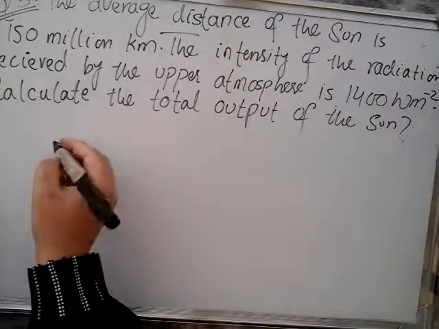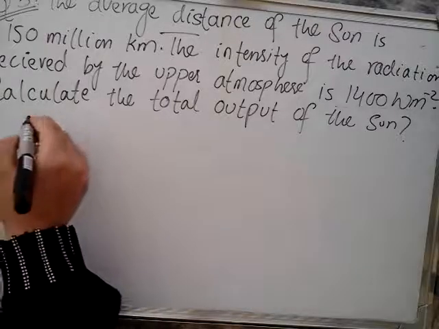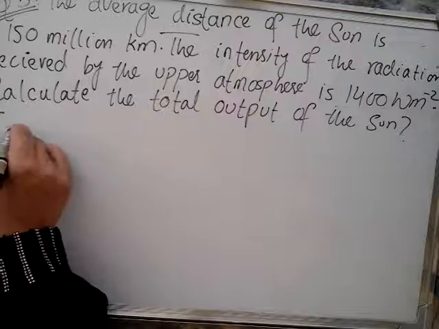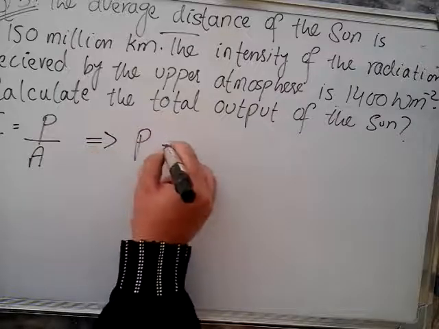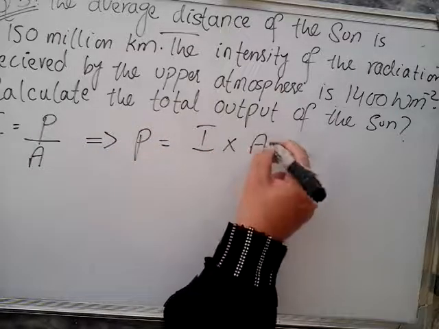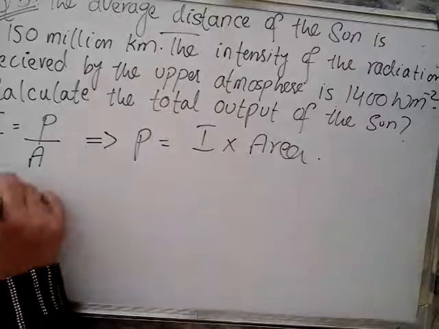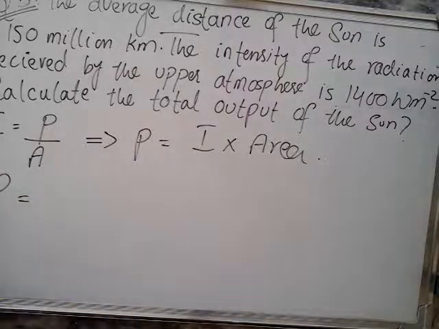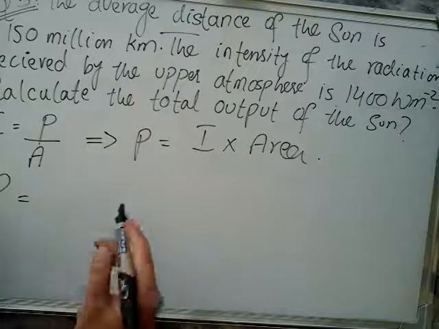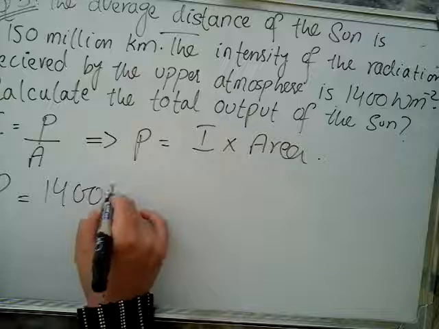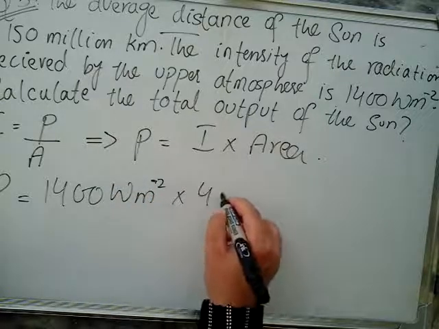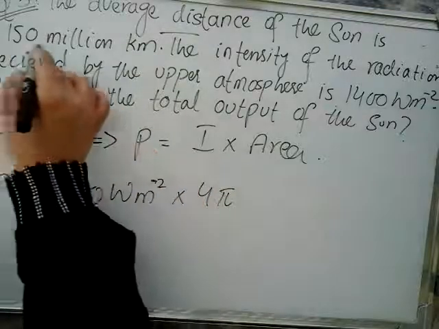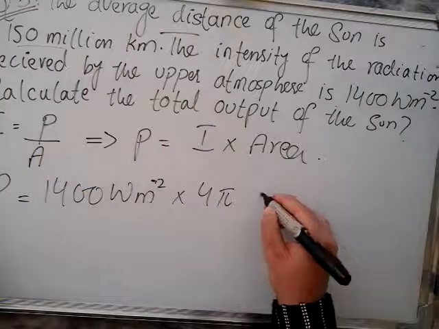the power. Okay, so let's solve the question. Intensity is equal to power over area. We need power, so the power would be equal to intensity multiplied by area. So power is equal to intensity, which is given as 400 watt per meter square. Area is equal to 4 pi r squared, where the radius is 150 million kilometers.